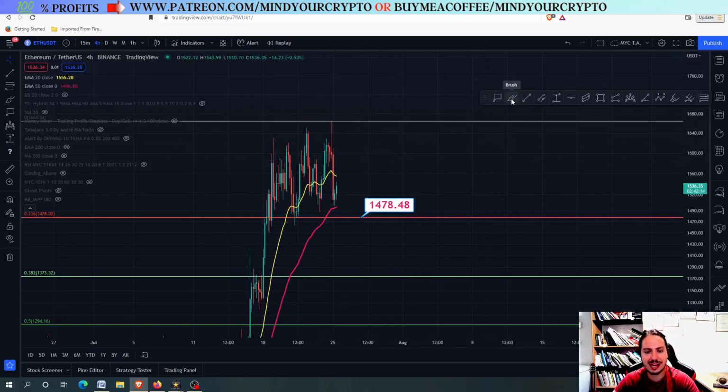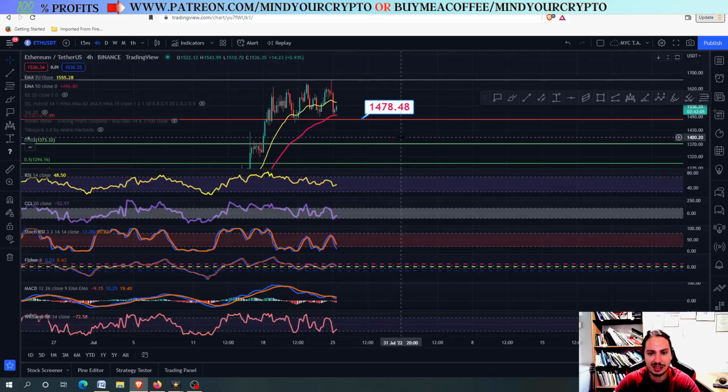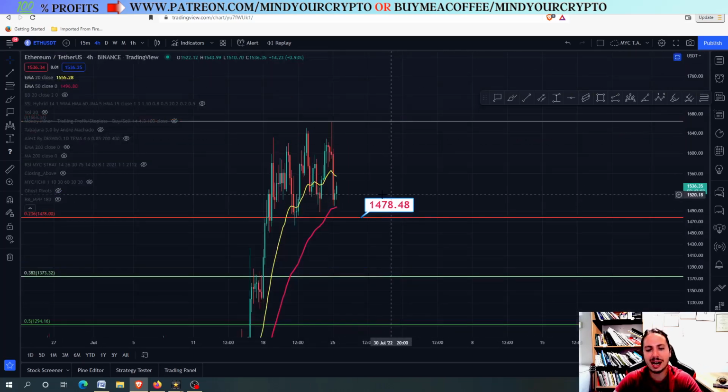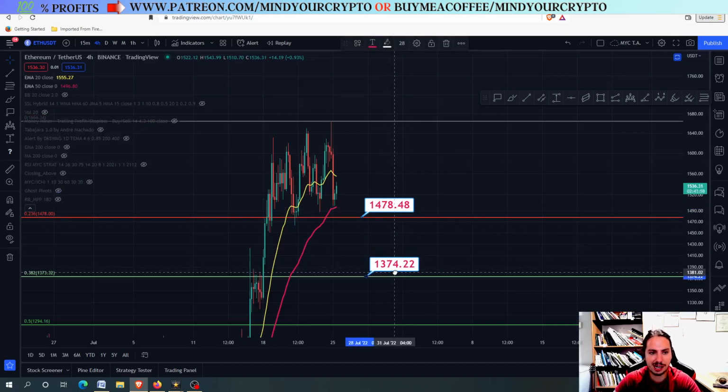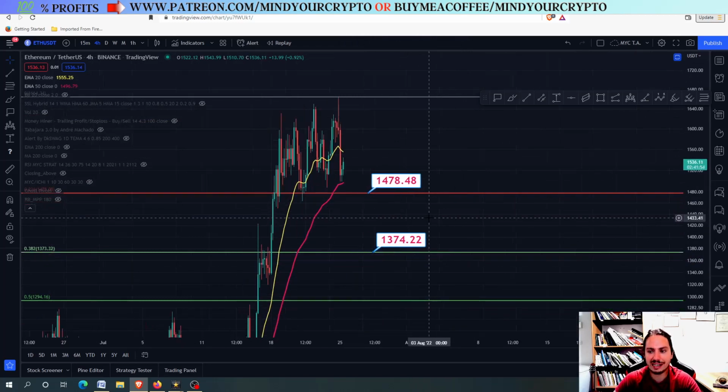But at the end of the day, given all the circumstances, given the fact that we were making huge bearish RSI divergence kicking off all the time, I would assume that Ethereum has more chances of closing below the 1478 and going back to 1374. Okay, so right now, yeah, I would think that Ethereum has more chances to go further down.